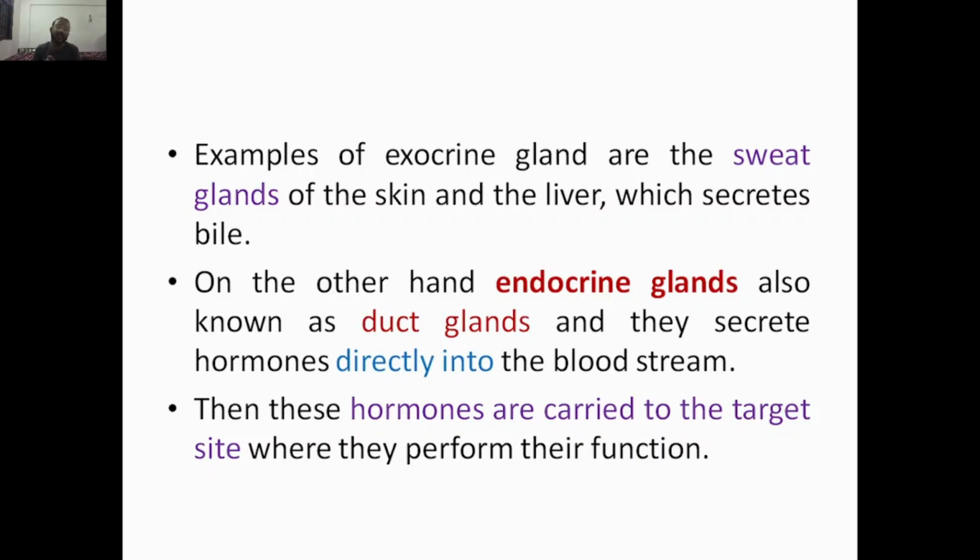On the other hand, endocrine glands are ductless, because they secrete hormones directly into the bloodstream. They directly release the protein products or hormones into the bloodstream. Then these hormones are carried to the target site, wherever that particular function needs to be performed, and they do their job there.